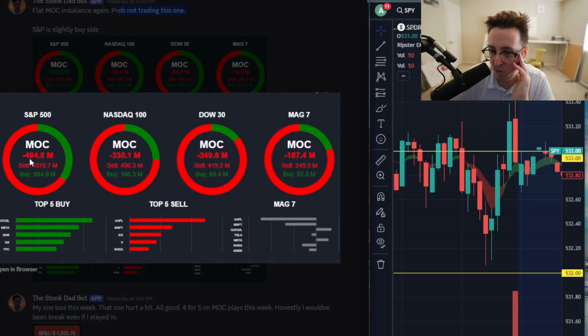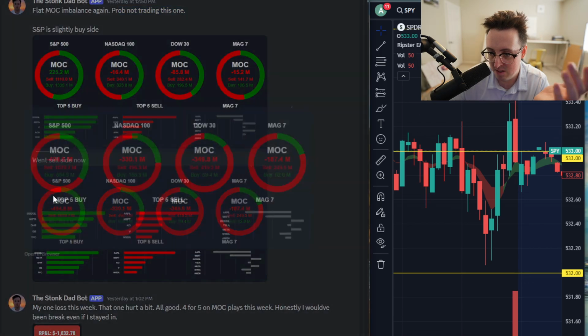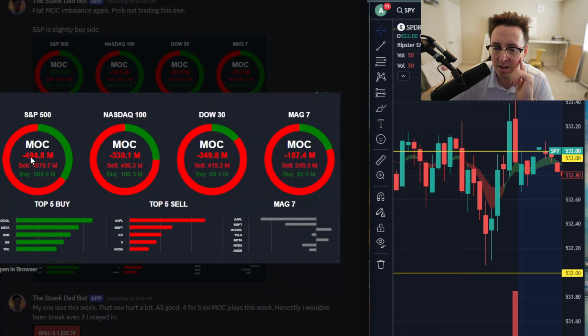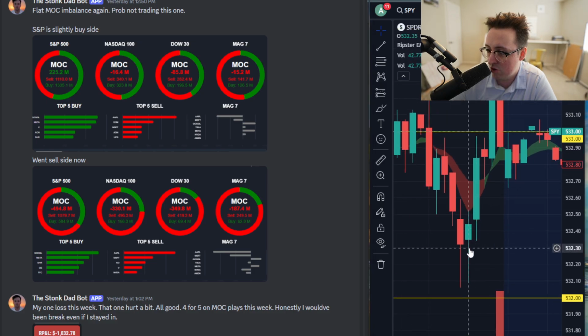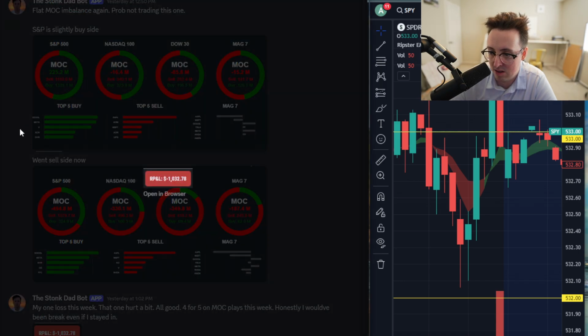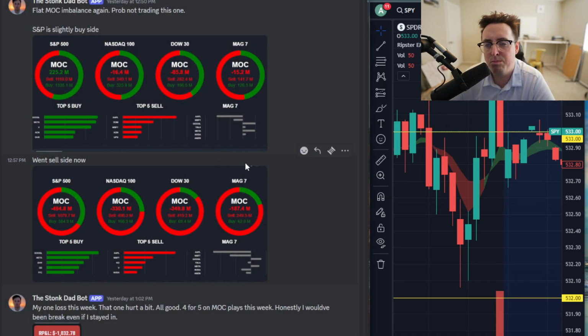But when it went sell side, I did take shorts because you can see how strong it was at about minus 500 sell side on S&P, and then also minus 330 sell side on the Nasdaq. So I took shorts just based off that live data, and what do you know, we got a huge reversal to the upside, which in that case I did lose $1,000 on that trade. So I net about $800 last week. It was a little bit rough to say the least, but I wanted to give you guys an idea of how this data works throughout the week.